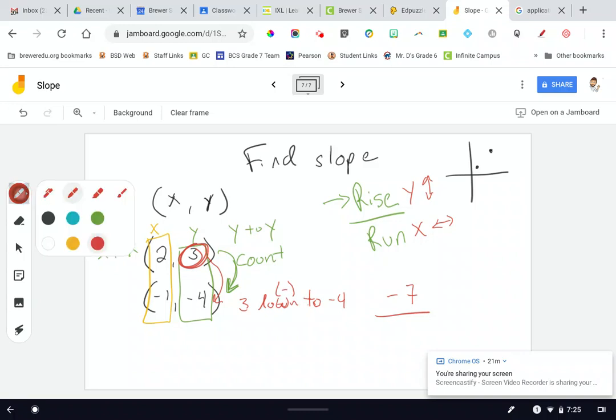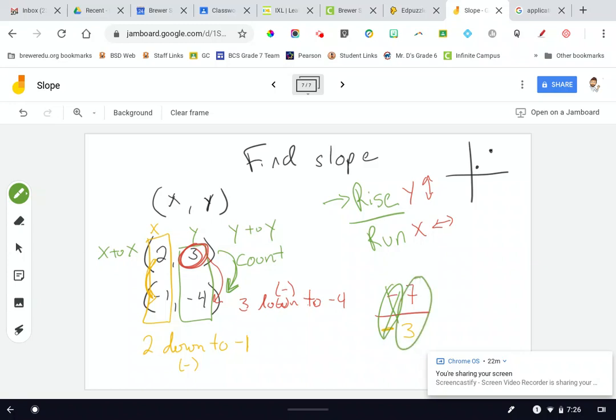Now, what about the X? I'm going from 2 down to -1. How many is that? Go down, boom, boom, boom. You went down, so again, down means negative. So I went down 3. Well, look at that. They're both negative, which means they cancel out. That means my final slope is 7/3. Done.